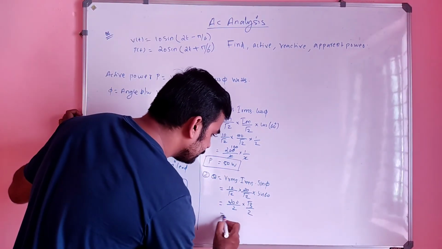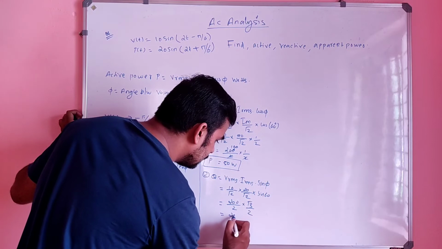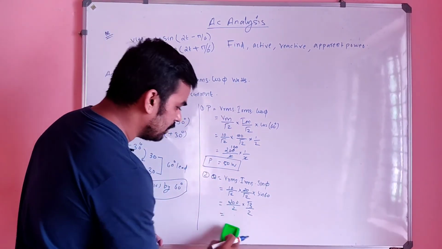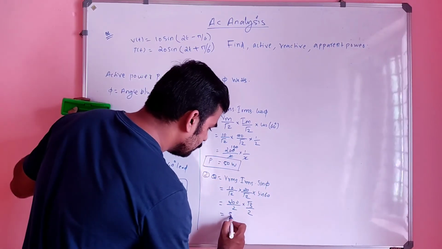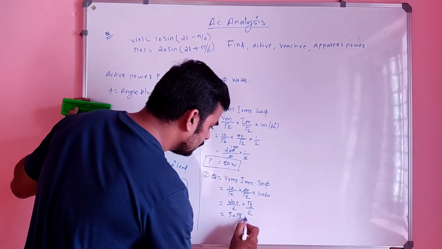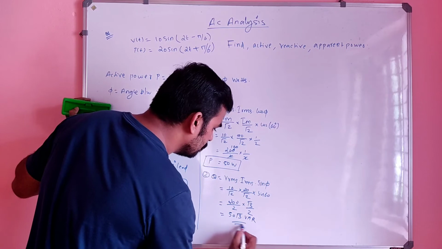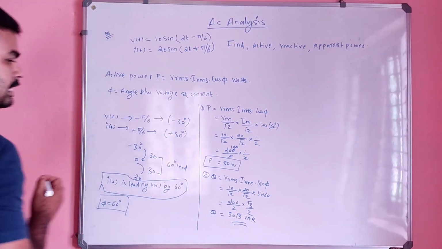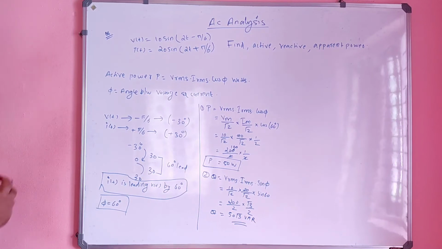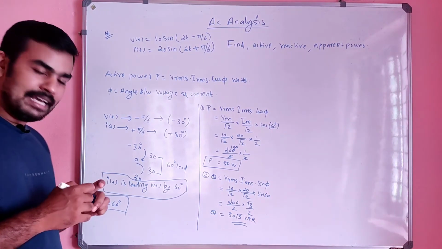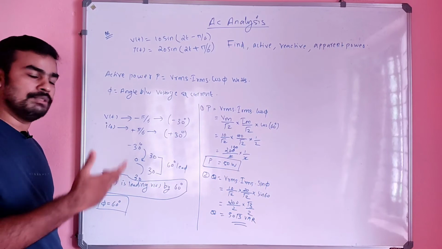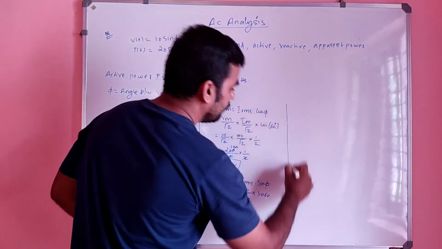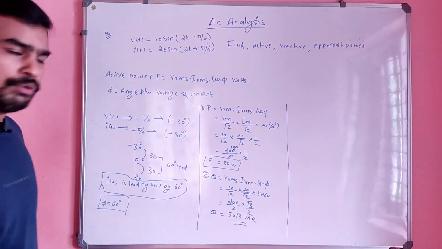So it will become 200 by 4, which is nothing but 50, right? So 50 root 3 VAR. The unit is very, very important, beta. It is 50 root 3 VAR. VAR means volt ampere reactive. The unit of reactive power is volt ampere reactive. So you got the value of Q.